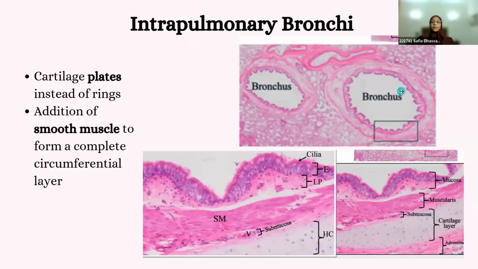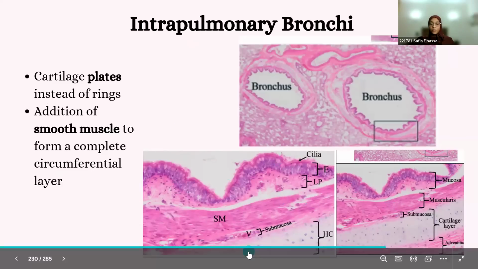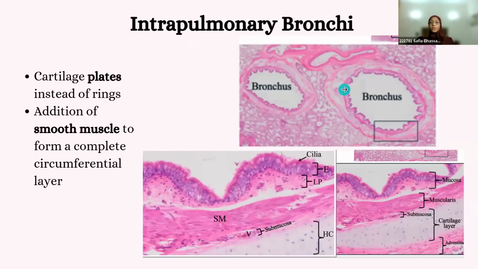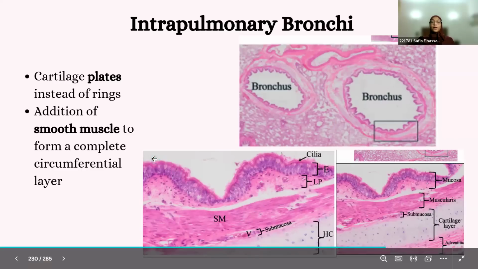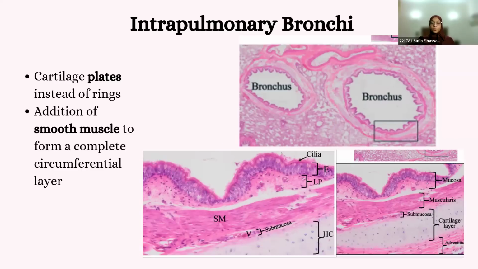All right, so now let's go a little bit deeper. After the trachea, we are going to see the bronchus. So when the trachea divides, it forms these bronchi. And the main differences between the bronchi and the trachea when it comes to histology is that instead of having a cartilage ring, you're going to start to see these plates, these cartilage plates. So it's not going to be a regular smooth layer, it would just be in plates. And then you would also have the addition of smooth muscle to form a complete circumferential layer. So earlier in the trachea, we talked about how the trachea has only one section of smooth muscle, which is the trachealis. But here in the intrapulmonary bronchus, the whole thing would be surrounded by smooth muscle.